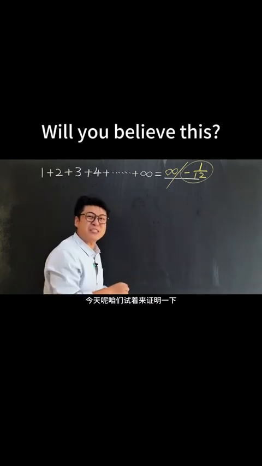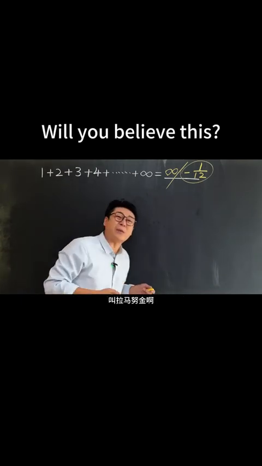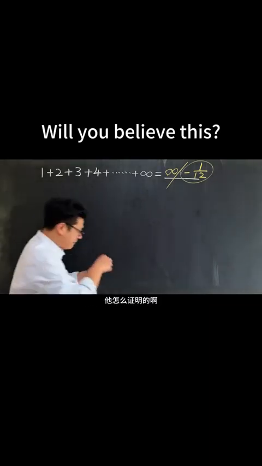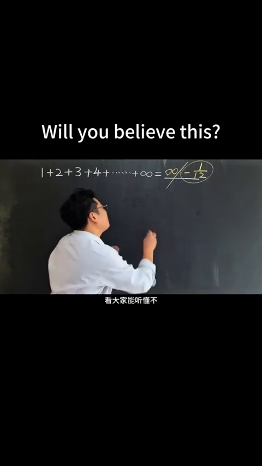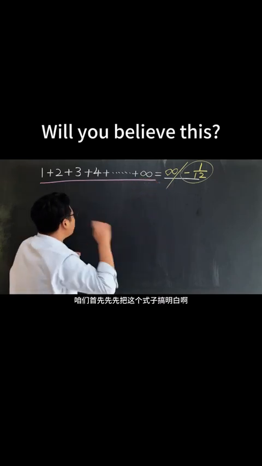Today, let's try to prove this using middle school level knowledge. This method of proof was developed by an Indian mathematician named Ramanujan. He proved it using just middle school knowledge. How did he do it? Today, I'll show you and see if you understand. First, let's solve this equation. We need to understand this equation clearly.